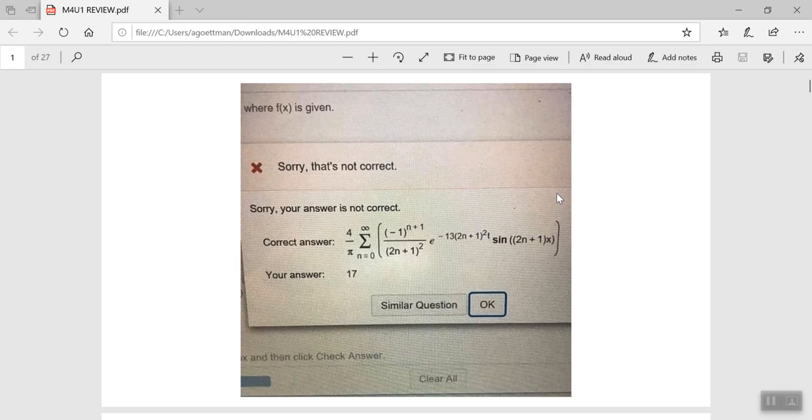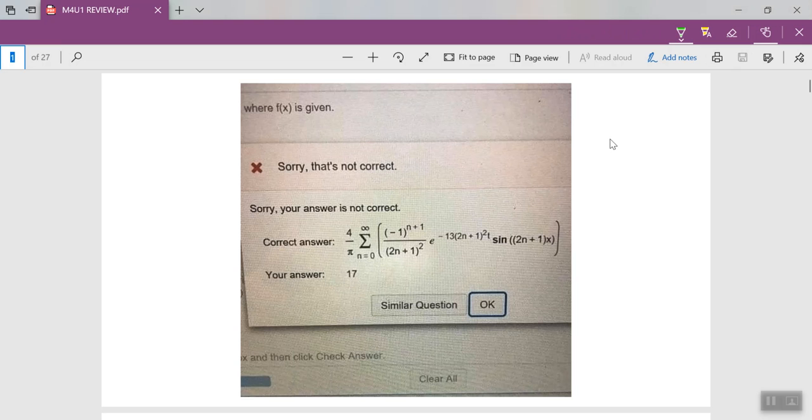Okay, we're going to do the Unit 1 review worksheet. This will be at least the first half of the problems.